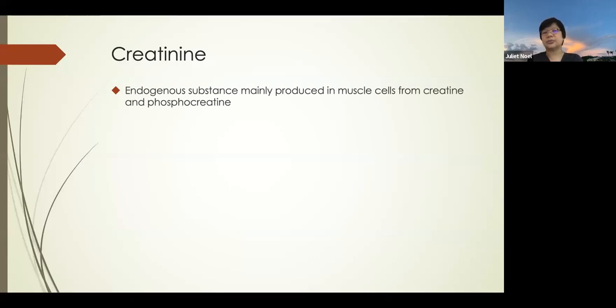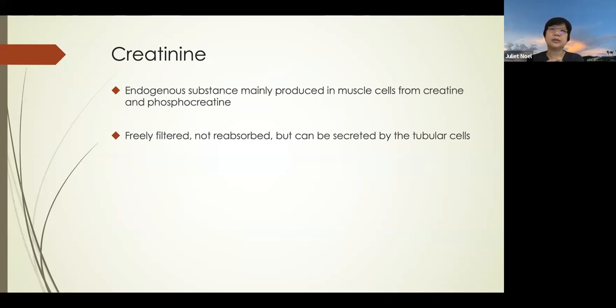Creatinine is an endogenous substance mainly produced in the muscle cells from creatine and phosphocreatine. Creatinine is freely filtered, not reabsorbed, but can be secreted by the tubular cells. The ideal substance to estimate GFR should be freely filtered, not reabsorbed, and not secreted.